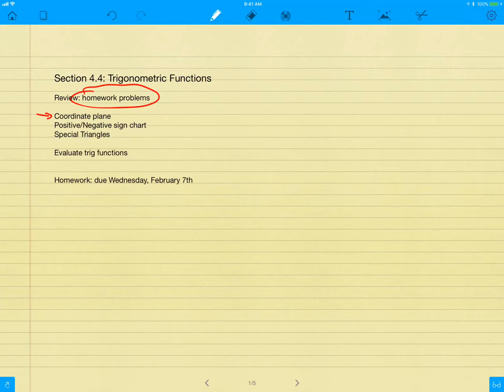I want to do 2 problems that are on coordinate planes. So we're going to do 2 of them. Each one will require that you know the positive and negative sign chart, which I'll have on the board. It'll be a little small. You already should have it in your notes.